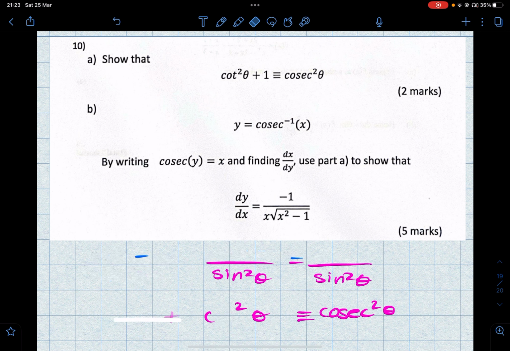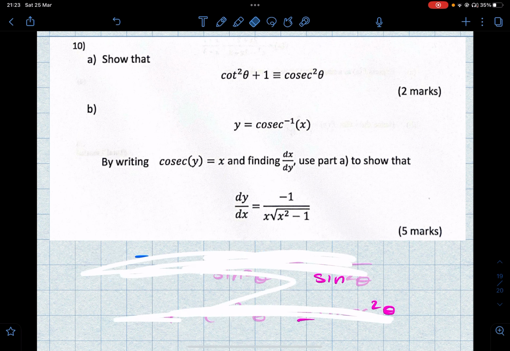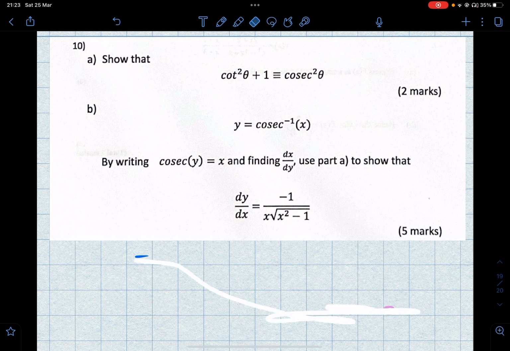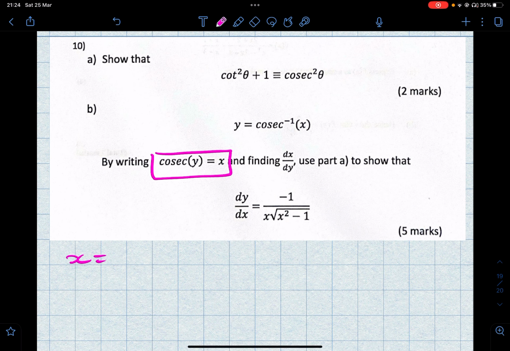Now for part B, it's telling us that y is the cosecant inverse of x. And they're saying, okay, if you rewrite that as x equals cosecant y, find dx by dy, show that dy by dx is that. Okay, so this is rather tricky. Let's start with this. x equals cosecant y. How would you find dx by dy?